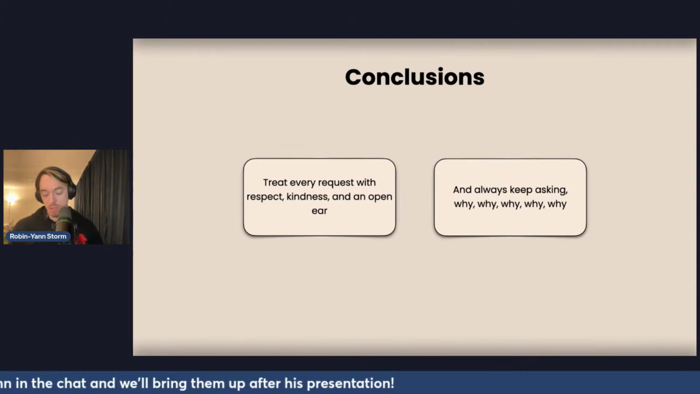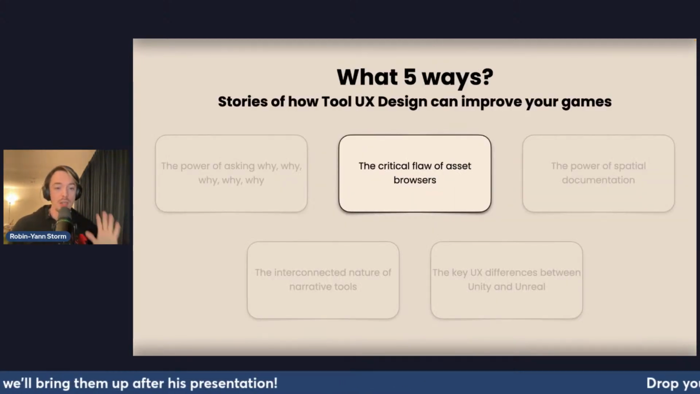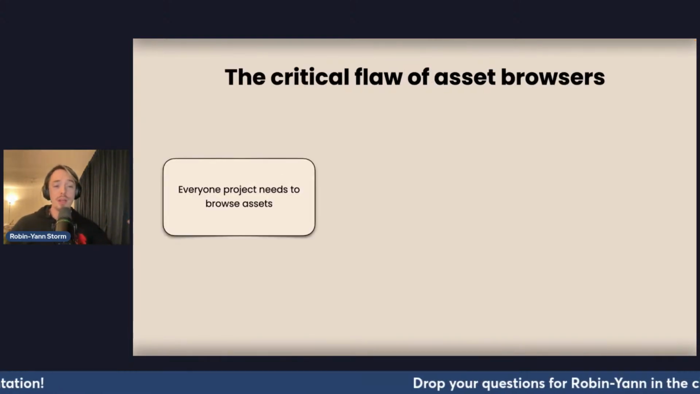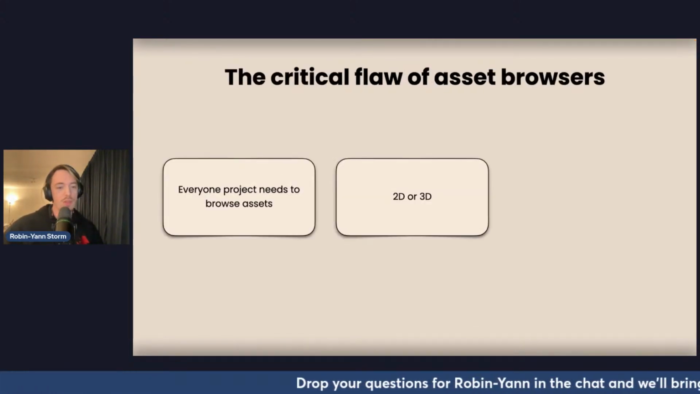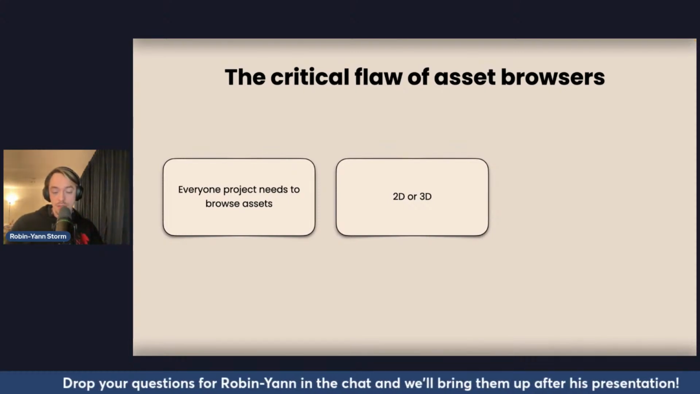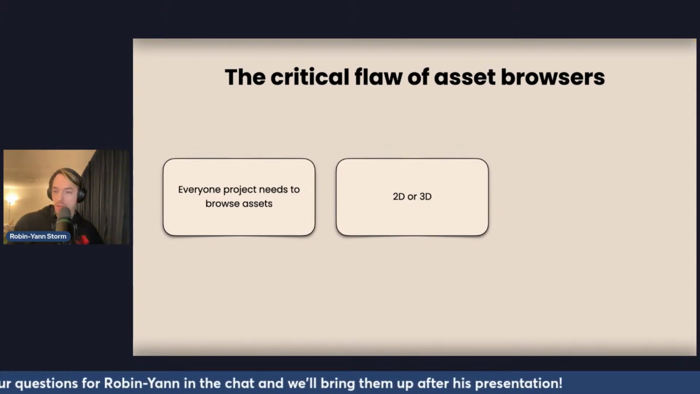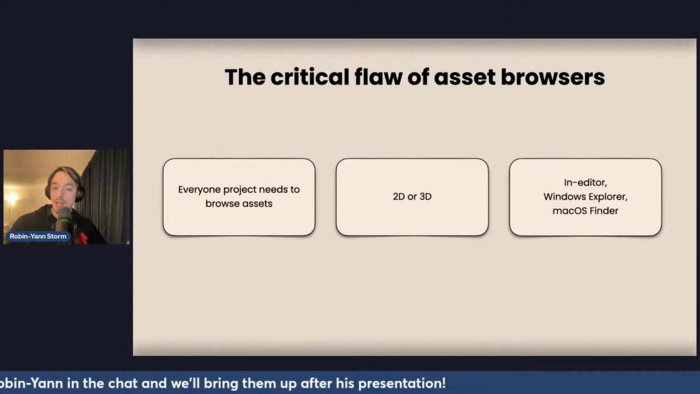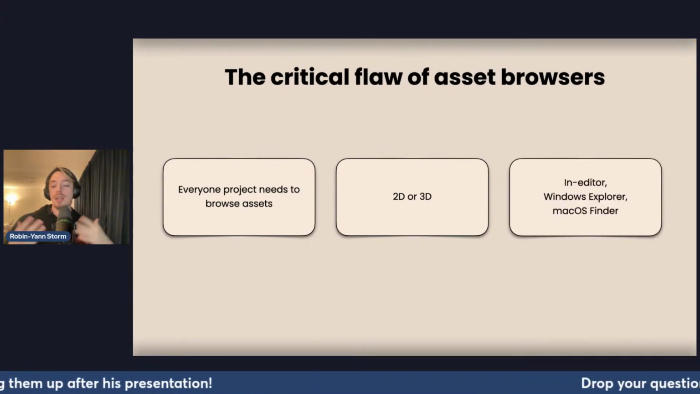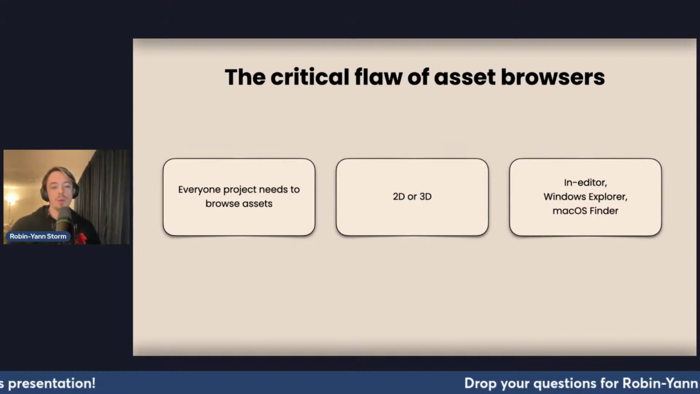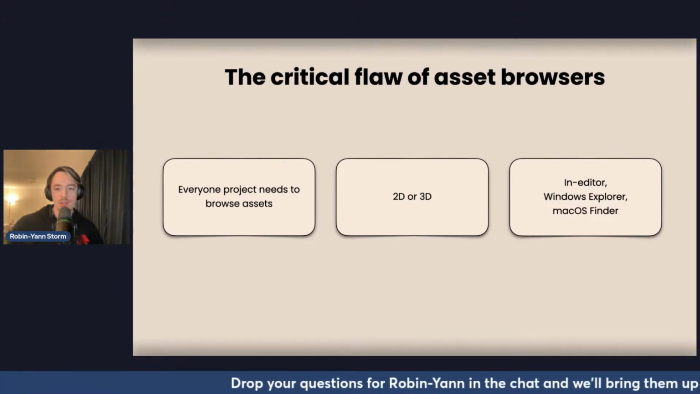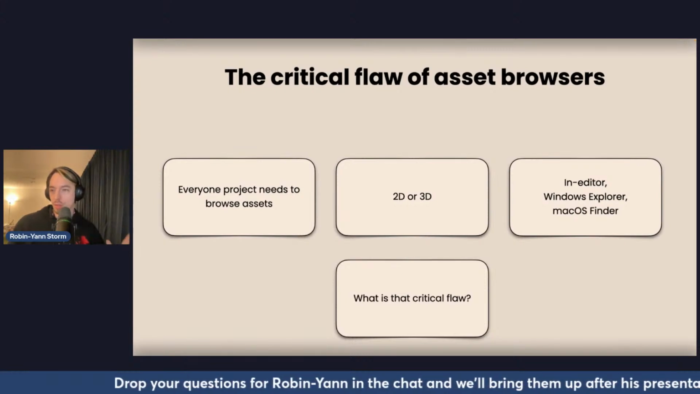Super important. All right, let's go on to the next chapter, the critical flaw of asset browsers. So, every project needs to browse assets, whether it's in 2D or 3D, you need to find what you're looking for. And some software, some DCC, some digital content creation tools, have those in the editor. Other people use Windows Explorer, others use macOS Finder. In this particular case for this chapter, I'm going to focus on integrated in-editor asset browsers. All right, so what is that critical flaw?